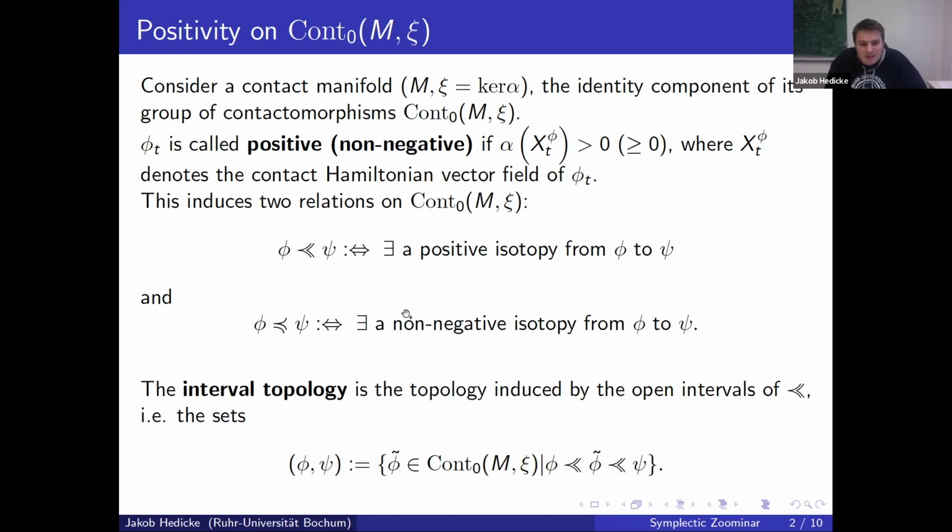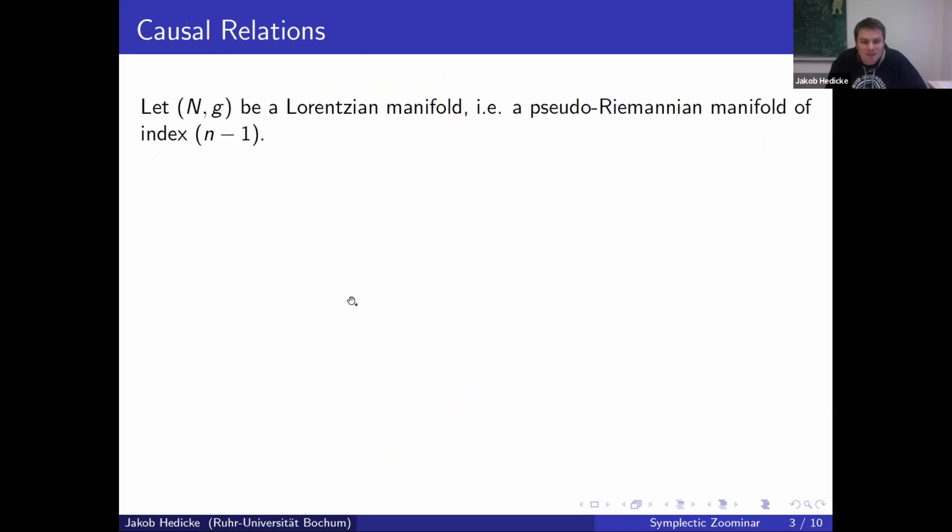It turns out that all these concepts have analogues in Lorentzian geometry, or in general relativity. If one considers a Lorentzian manifold, a smooth manifold with a pseudo-Riemannian metric of index n-1, it means the metric is not positive definite, but it always has an n-1 dimensional negative definite subspace in each tangent space. One can define similar concepts.